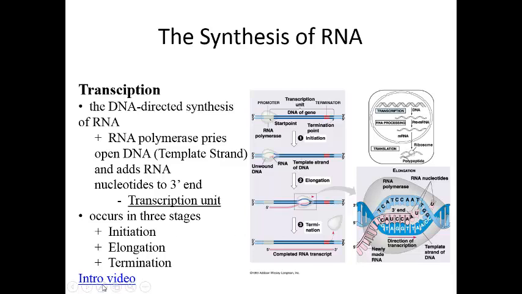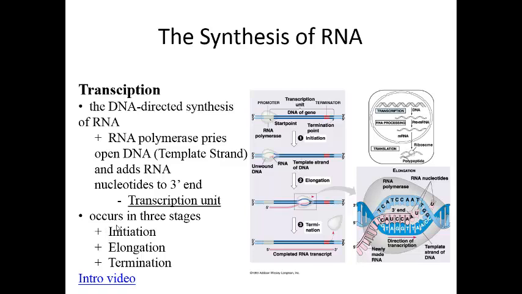Welcome to AP Biology. This video is on transcription. Transcription is a process that takes place inside the nucleus of the cell. During transcription, a gene is going to be read, and using that gene, a sequence of messenger RNA is going to be created. That messenger RNA can then leave the nucleus, travel to the ribosome, where it will be translated into a sequence of amino acids.